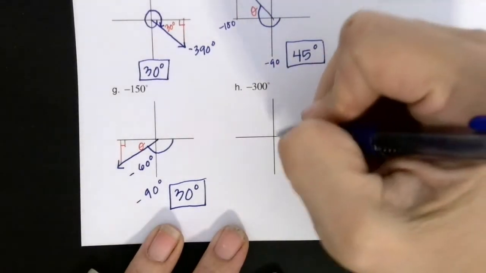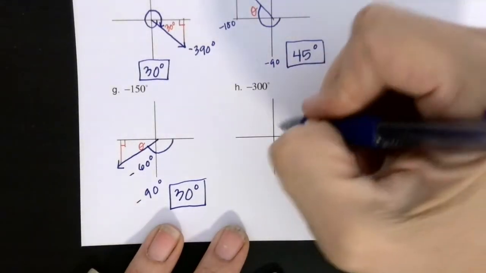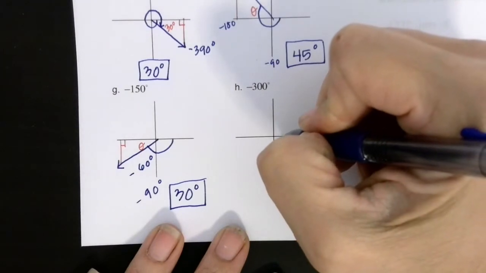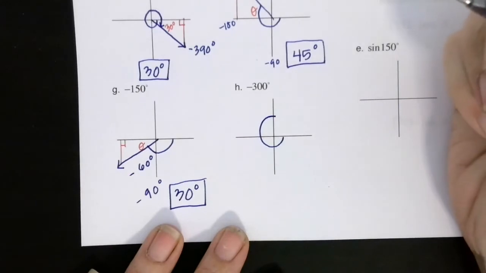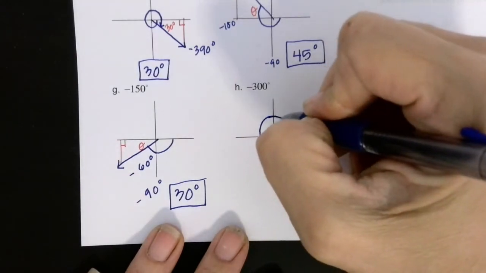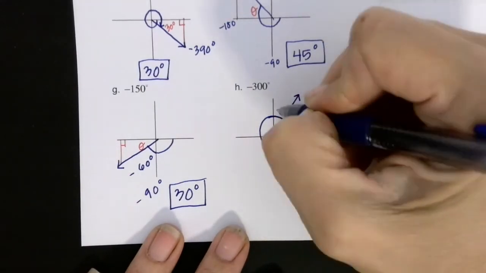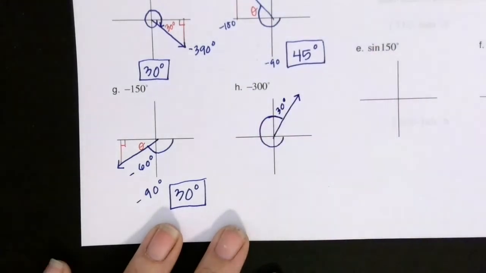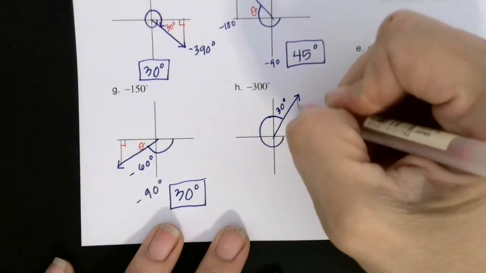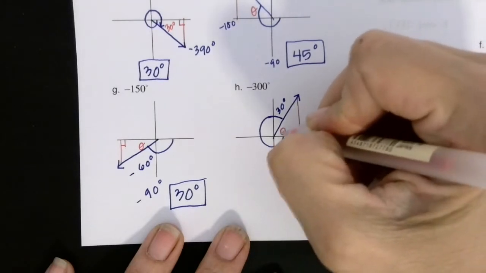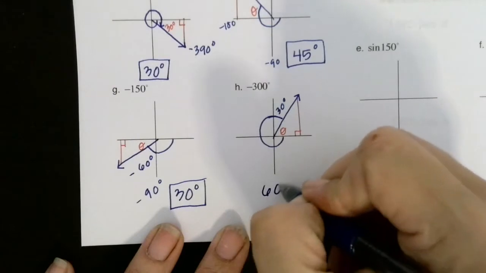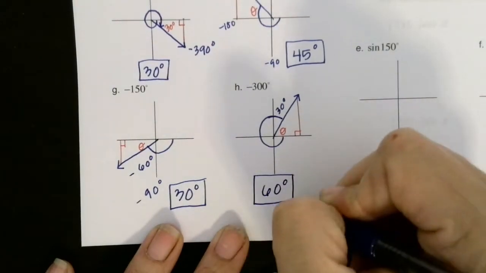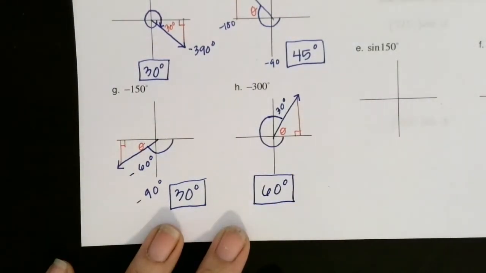All right, next one, we're going to go like this. Let's see, negative 300, this is negative 270 right there, and then I'm going to go 30 degrees past, so that's 30 degrees right there to get my angle, and then I want to know this. Well, if this is 30, then this has to be 60 degrees, so that's a 60 degree reference angle. All right, we're about to move on.